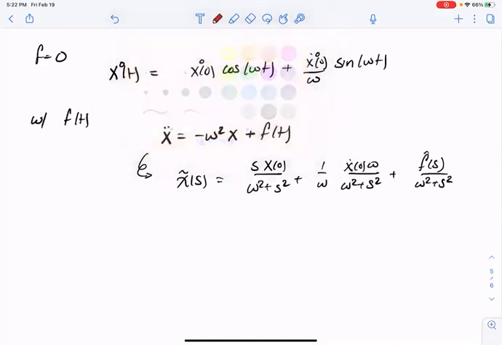All of this is the Laplace transform of the original dynamics of x. And here we have the difference between that evolution with and without the force, just given by, in Laplace space, a product of the Laplace transform of the force over omega squared plus s squared.